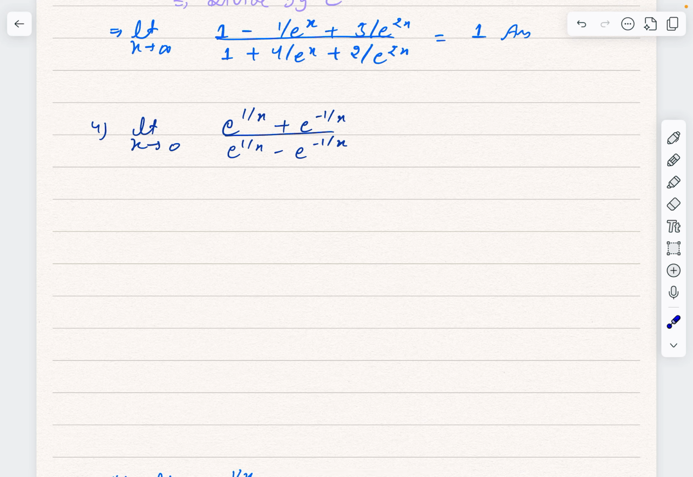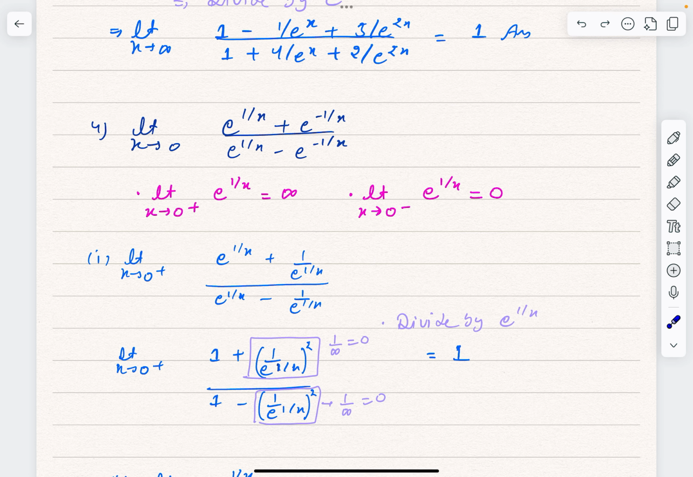Now this is a very important problem. We have a fourth problem as limit x tends to 0 of e power 1 by x plus e power minus 1 by x divided by e power 1 by x minus e power minus 1 by x. Give it a try, guys.